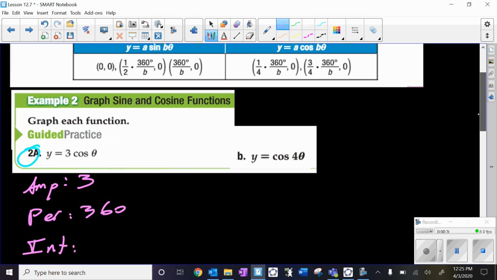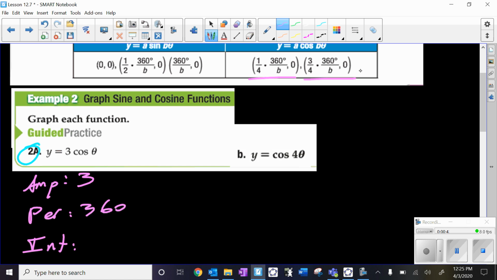For your intercepts this time, you're going to have to find two locations. Remember, we don't start at a height of 0 this time. We actually start at the top of whatever our amplitude is. So now we're going to take a fourth times whatever our period is. So a fourth of 360, or 360 divided by 4, is going to get you 90 degrees. And then times 3/4 of your period. So again, take 360 times 3/4, and that would get you 270 degrees.